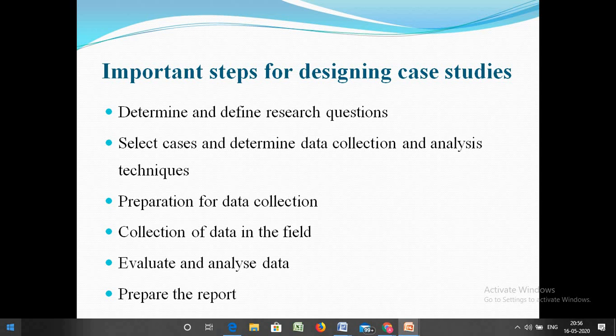There are various important steps for designing case studies, and in this slide we will be focusing on the same. The first one is to determine and define research questions. The first step in the research is to establish a firm research focus that the researcher can refer to throughout the study of a complex phenomenon or an object.